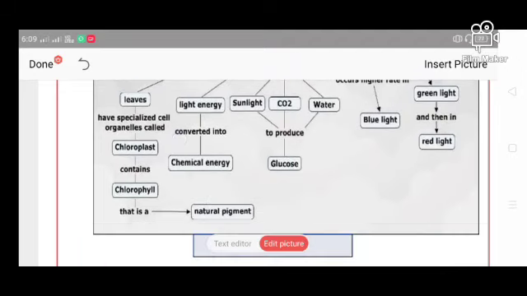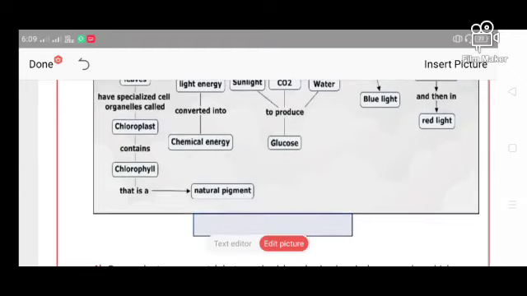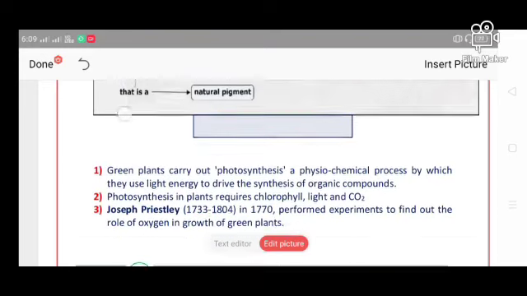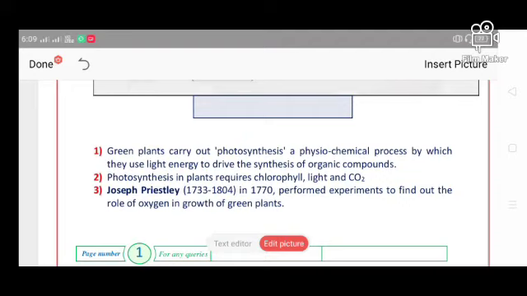And you also know that inside the leaves the component of photosynthesis is the chloroplast, and the chloroplast contains the chlorophyll pigment, which is a natural pigment of the leaves of plants. So the chlorophyll pigment helps with the photosynthetic activities of the plants.